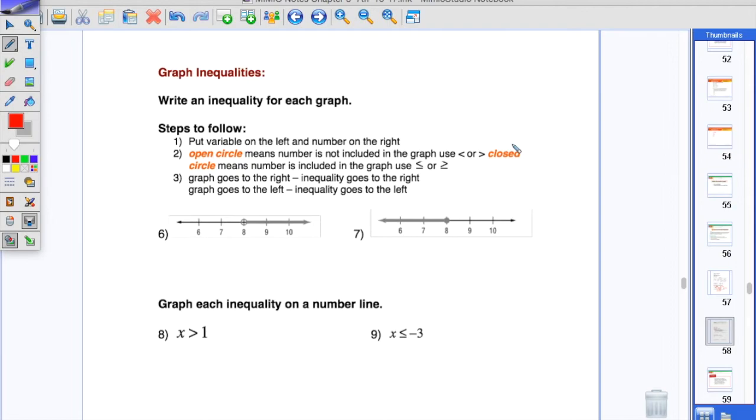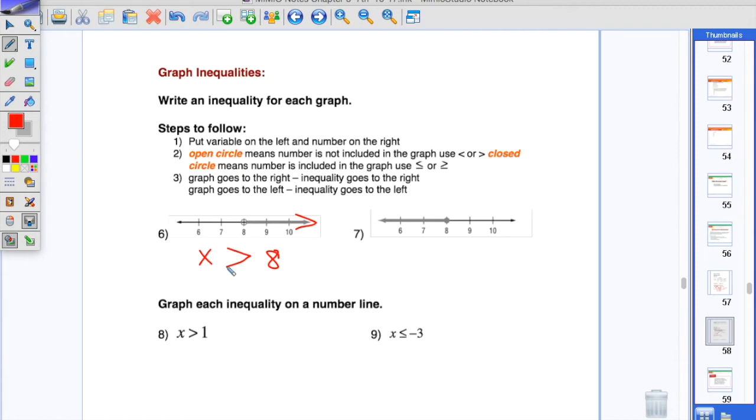We have an open circle on 8, and our graph is going to the right. So I'm going to use x on the left, and the number that's being graphed is an 8. It's an open circle, so that means it's not going to have any equal sign. That means 8 is not included in it. Since my graph is pointing to the right, so is my inequality symbol. So x is greater than 8, so that means 9 can be a solution because that's greater than 8. 10 can be a solution because that's greater than 8. So any number greater than 8 is a solution.